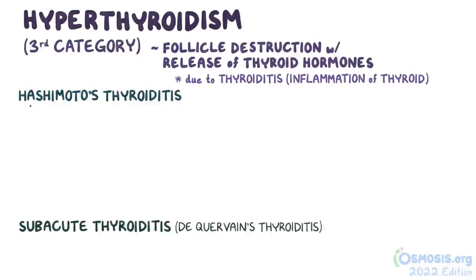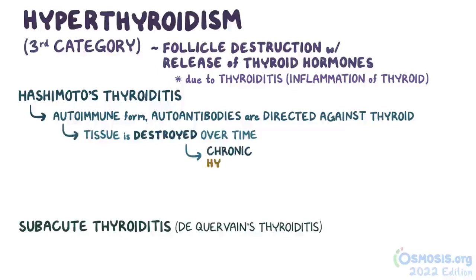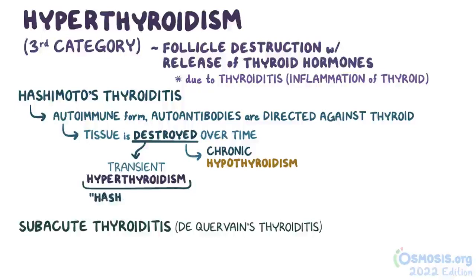Okay, so Hashimoto's is an autoimmune form of thyroiditis, where autoantibodies are directed against the thyroid gland, and, as a consequence, more and more thyroid tissue is destroyed over time, resulting in chronic hypothyroidism. However, during periods of intense destruction, the massive release of thyroid hormones can cause transient hyperthyroidism, a state called hashitoxicosis, a mashup of Hashimoto's and thyrotoxicosis.